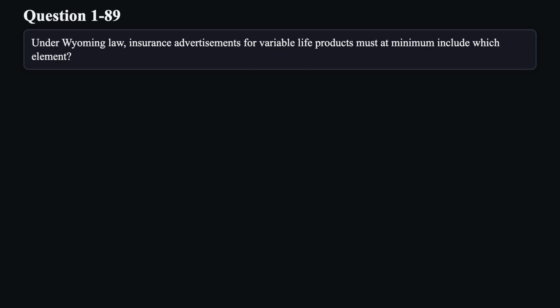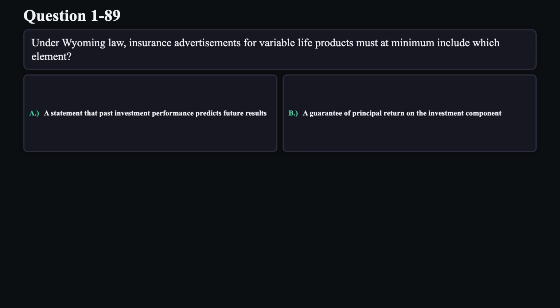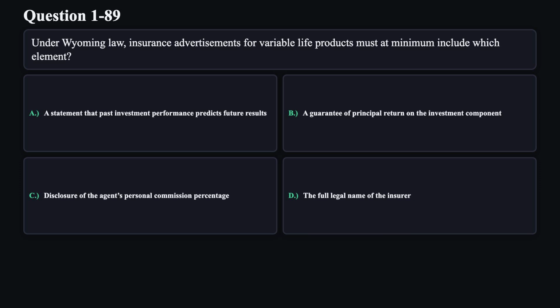Question 89. Under Wyoming law, insurance advertisements for variable life products must at minimum include which element? A. A statement that past investment performance predicts future results. B. A guarantee of principal return on the investment component. C. Disclosure of the agent's personal commission percentage. D. The full legal name of the insurer.